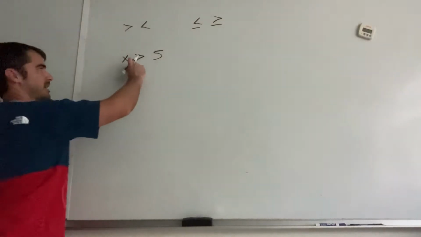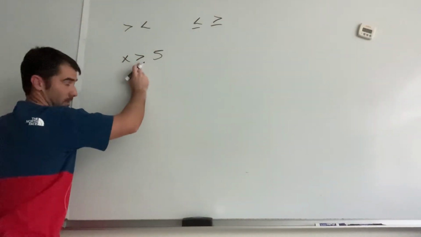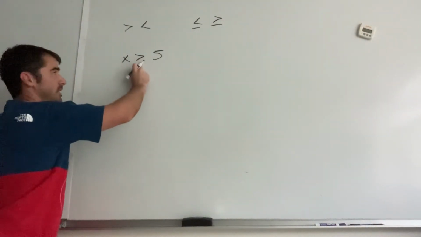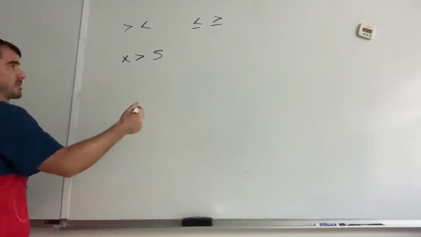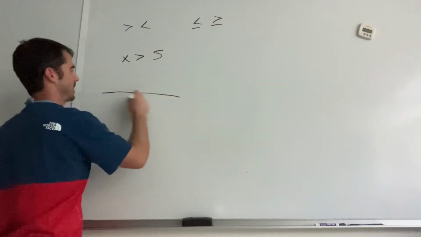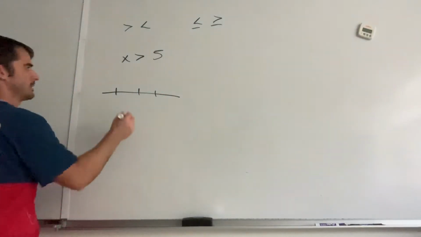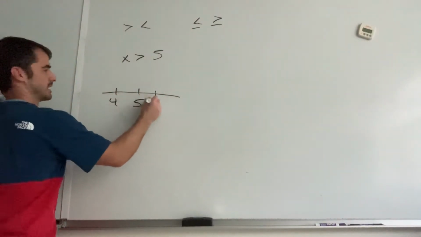And we know it's greater than because if you probably had a teacher show you this, like Pac-Man or the alligator, it always eats the bigger number. So in this case, x is the bigger side. So what I would do, okay, I'm going to draw a graph real quick and you'll have your own. Okay, but I need 4, 5, and 6 on here.